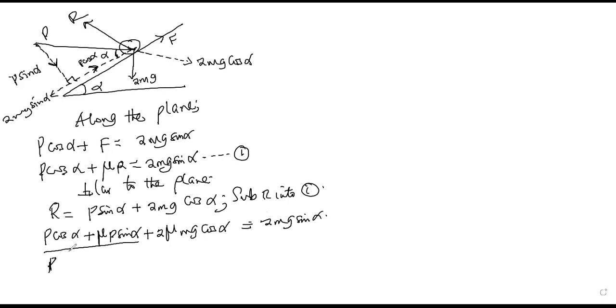P into cos alpha minus mu sine alpha, and this should be equal to, I brought this one this side, so 2 mg is common, so 2 mg into sine alpha minus mu cos alpha.